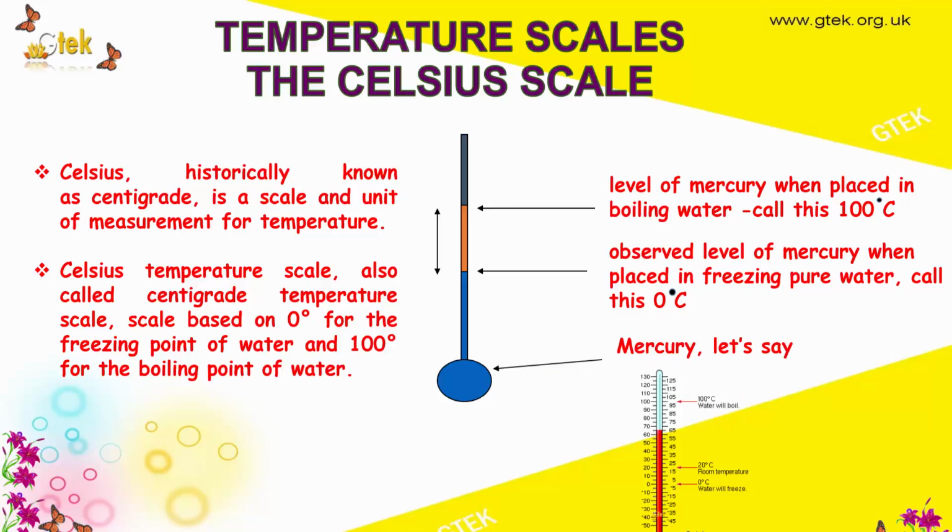Let's see it even more clearly over here. You can see the mercury level rising. This range is 0 degrees Celsius, where you can find the water freezing. And this is the range of 20 degrees Celsius, where you can find the room temperature. And when it crosses this range, it is 100 degrees Celsius, where the water will boil.